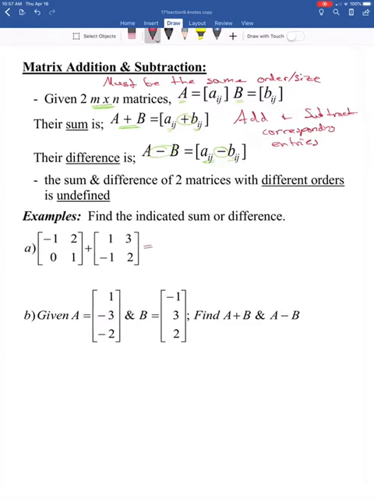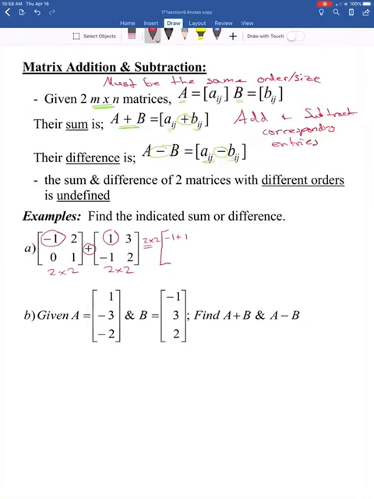So in this next problem here, we have a sum of two 2 by 2 matrices, 2 rows with 2 columns, we call a square matrix. So as we're finding our sum, we're going to have a 2 by 2 sum matrix. So our row 1, column 1 entries, right, we need to add those up. So -1 plus 1 would be our row 1, column 1 entry.